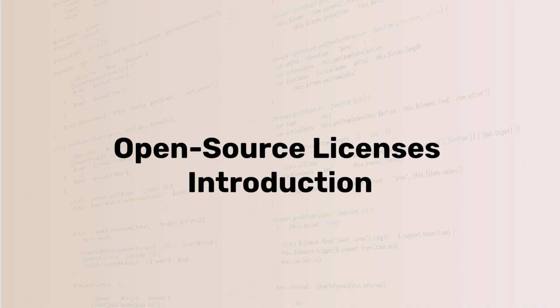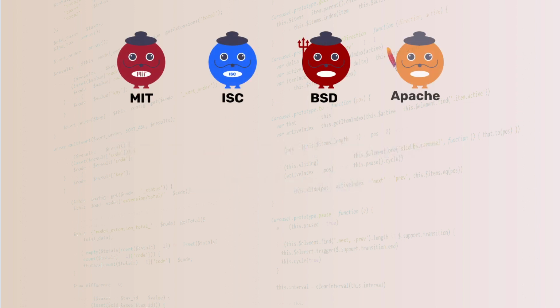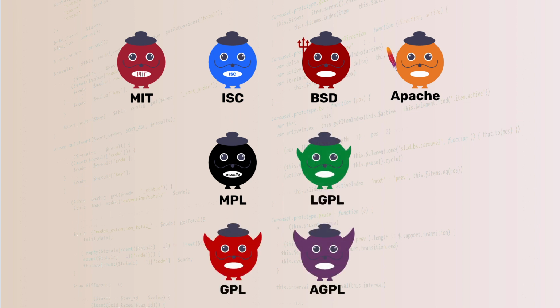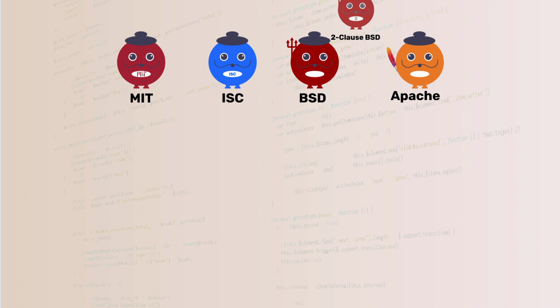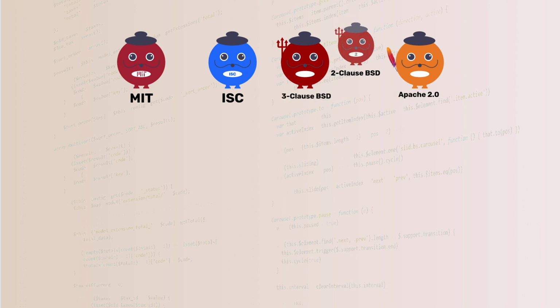In this short video, I will talk about the most used open source licenses: MIT, Apache, MPL, GPL, and so on. If you would like to dig deep into the topic, check the link in the description to access the second video. MIT, ISC, 2-clause, 3-clause BSD, and Apache 2 are the most used permissive open source licenses.